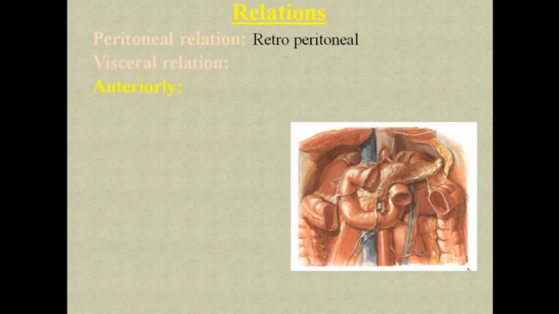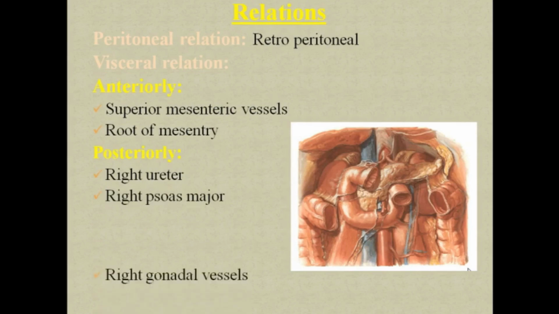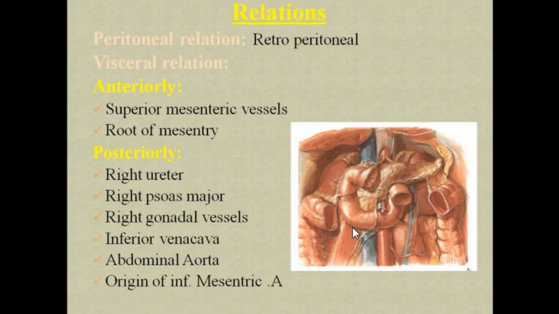And visceral relation, if we are talking, we have anteriorly superior mesenteric vessels and the root of mesentery, and posteriorly we have the right ureter, right psoas major, right gonadal vessels, and inferior vena cava along with abdominal aorta. So right psoas major, inferior vena cava, abdominal aorta. Along with this, we will have some right gonadal vessels present with the right ureter, and a vessel arising from the aorta, that is the inferior mesenteric artery, will also be seen over here.